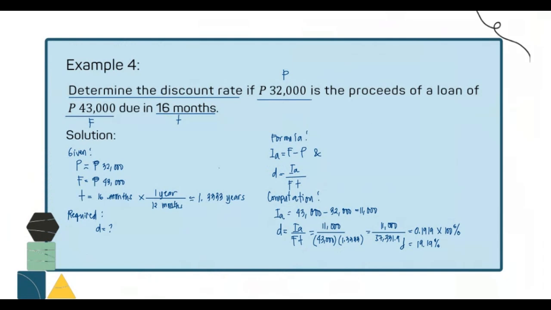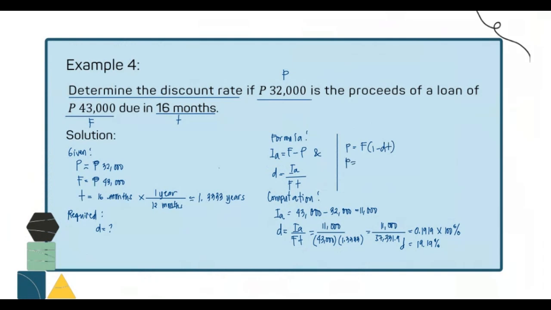So if we are going to make use of the formula for the proceeds, that is going to be P is equal to F times 1 minus dt. And then we are going to equate a formula wherein this formula is going to give us immediately yung D using algebraic manipulation. So we are going to simplify this one.